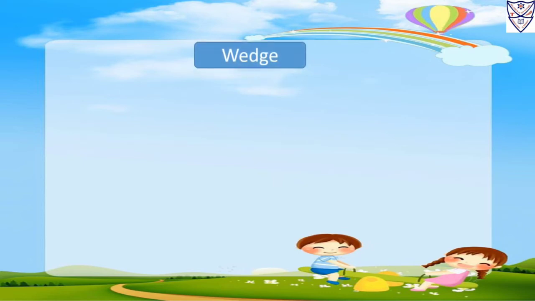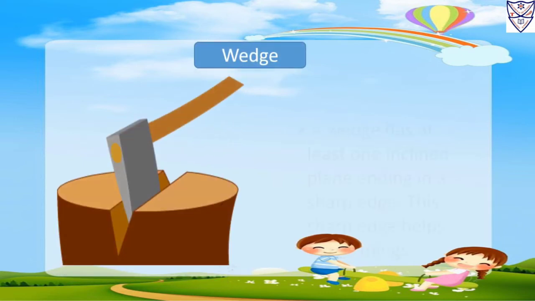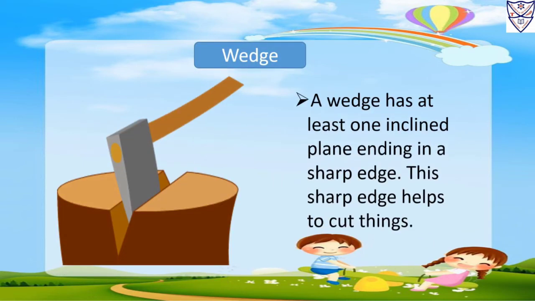Wedges. A wedge has at least one inclined plane. Here in this picture you can see. This sharp edge helps to cut things. An axe is a good example of a wedge which is used to cut wood.